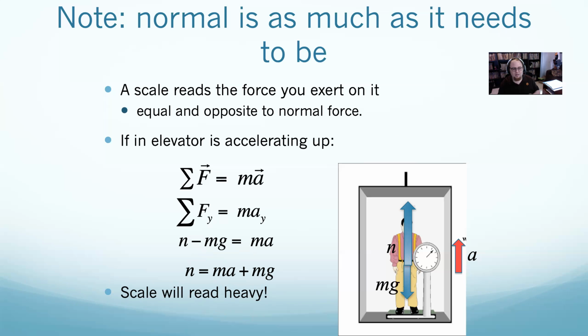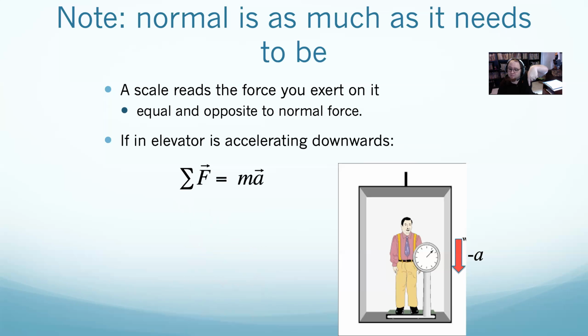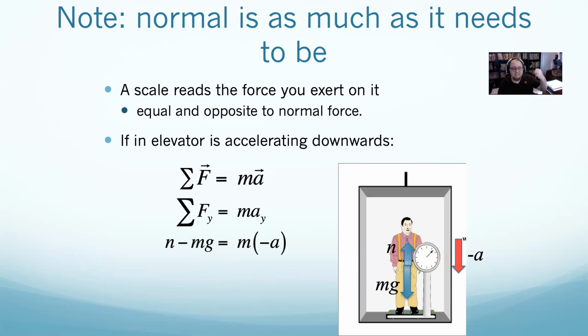Did that help? Yes, I think so. I'll actually show it in a second, so hopefully that'll help more. If instead the scale is accelerating downwards, you say it has a negative acceleration because down is negative. And if it's a downwards acceleration, the scale will weigh light. It'll say you weigh less than you really do because, once again, the normal force changes to whatever it needs to be.